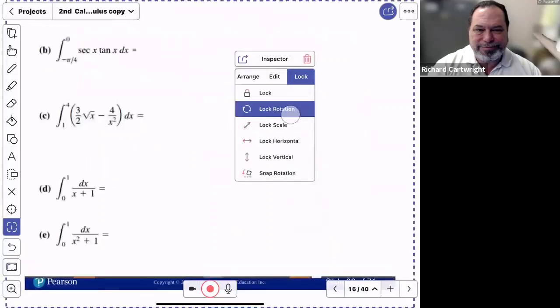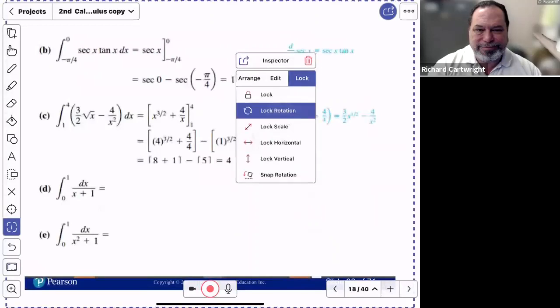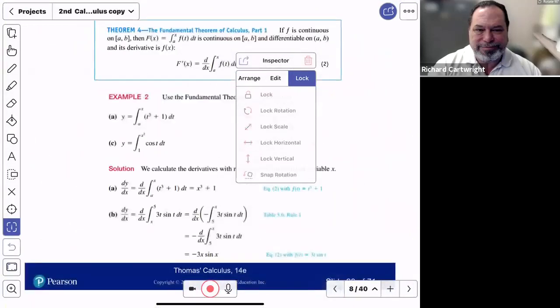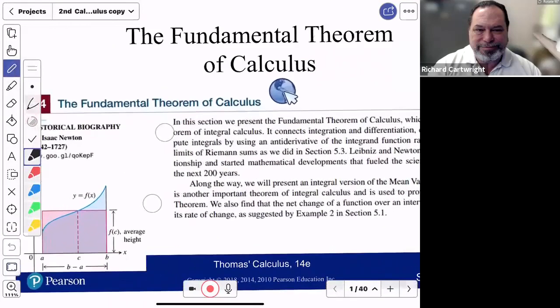Almost there. You know what? That might be enough. I might be able to get by. As long as I have my pen picked up, it actually isn't too bad because then it doesn't rotate if my pen is selected.